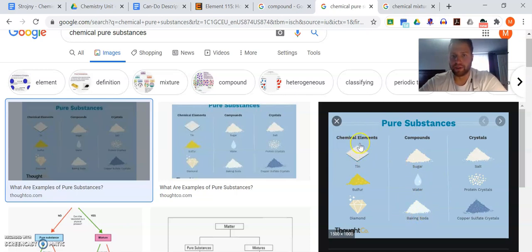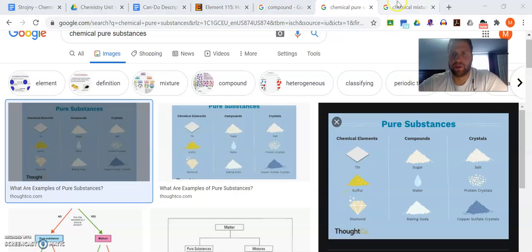We could also have pure elements. So a sheet of tin, there's nothing else in there but tin. A pile of sulfur, there's only sulfur. Or maybe a pure diamond, right? There's only pure carbon in this entire structure here, as we can see.